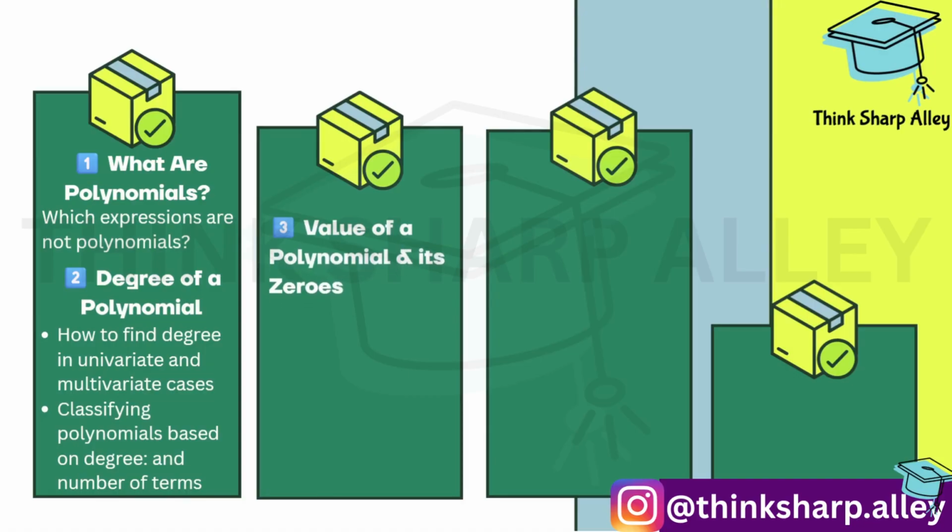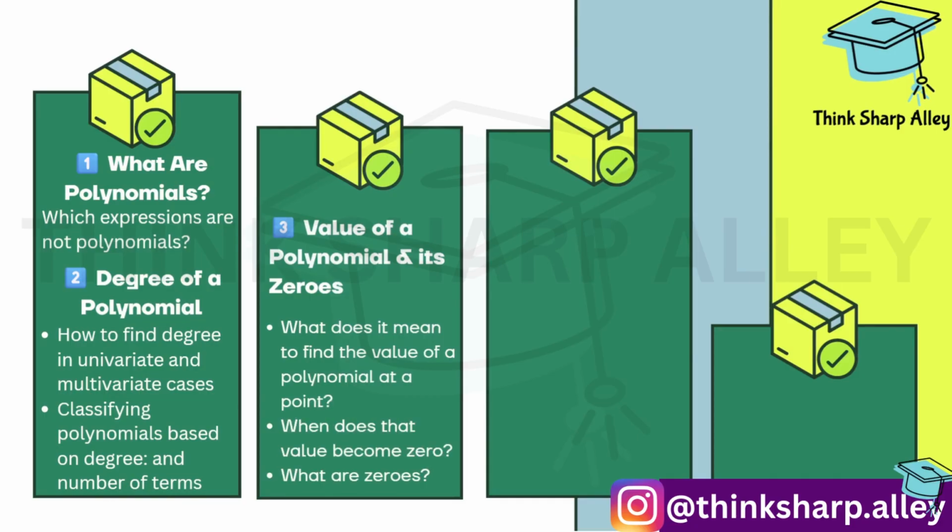Third, value of a polynomial and zeros of a polynomial. So what does it mean to find the value of a polynomial at a point? When does that value become zero? And what do we mean by zeros of a polynomial? There we will move from calculation to concept.